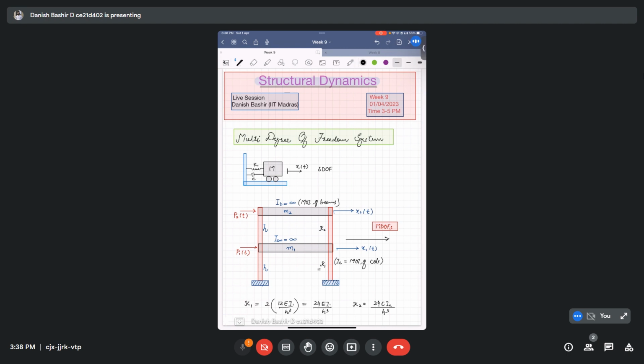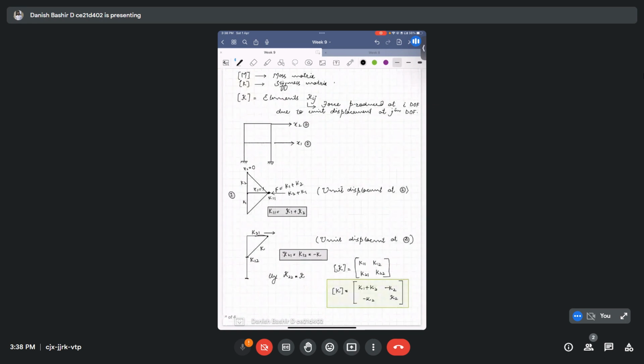So it has I1 moment of inertia, and it has I2 moment of inertia. So I wrote all these things.